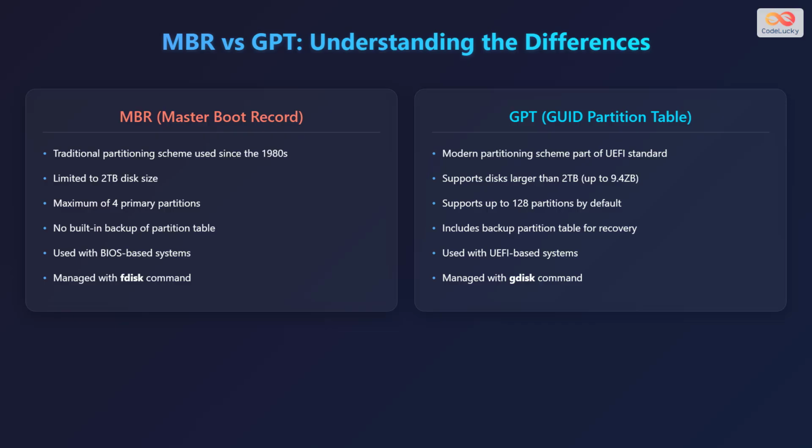Let's explore the differences between master boot record, or MBR, and GUID partition table, or GPT. MBR is a traditional partitioning scheme that has been in use since the 1980s. It is limited to 2 TB disk size and supports a maximum of 4 primary partitions. There is no built-in backup of the partition table. It is typically used with basic input-output system, or BIOS, based systems and is managed with the fdisk command.